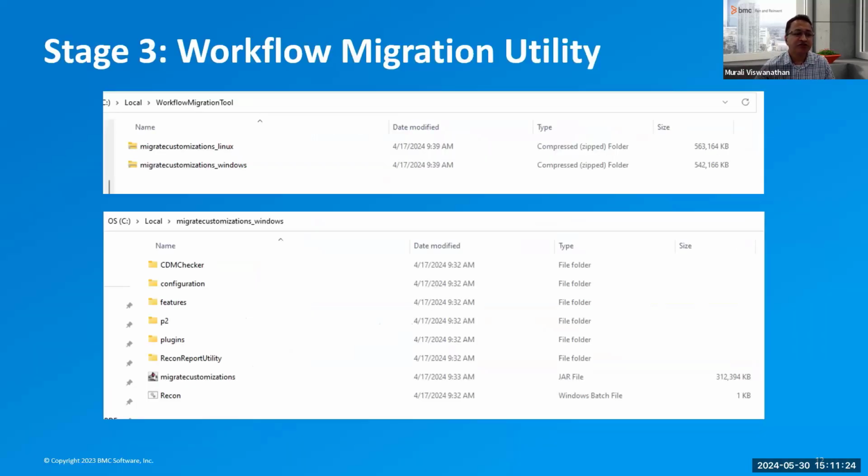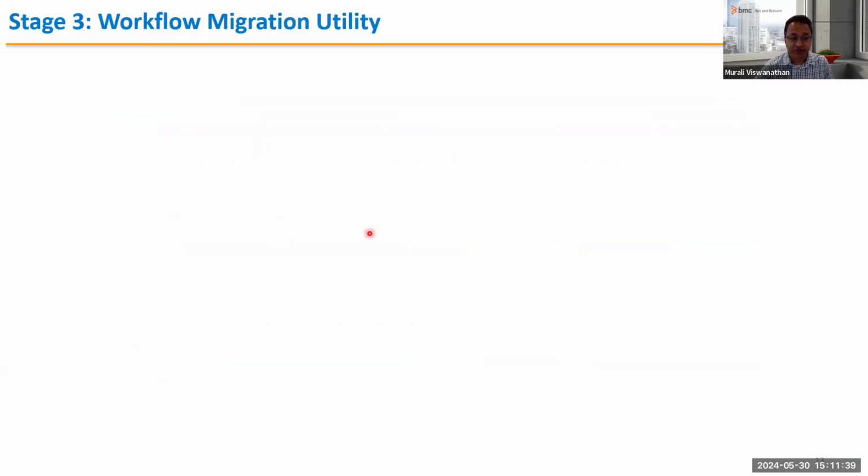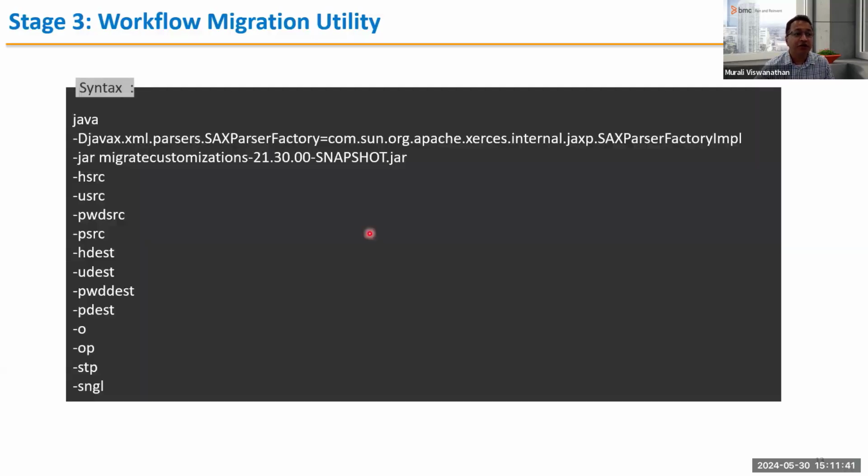Once you download it, you're going to see a folder structure like this. This particular utility supports both Linux and Windows, but once you open up your Windows folder, you'll see these files, right? And then there's a jar file, the migrate customization, that's what you'll be running. So there's a Java command, and you'll be running the jar customization file.